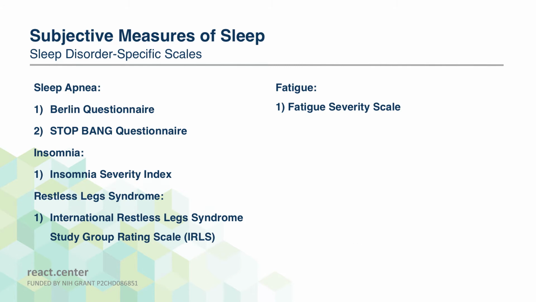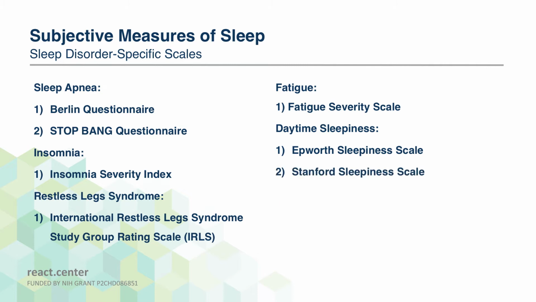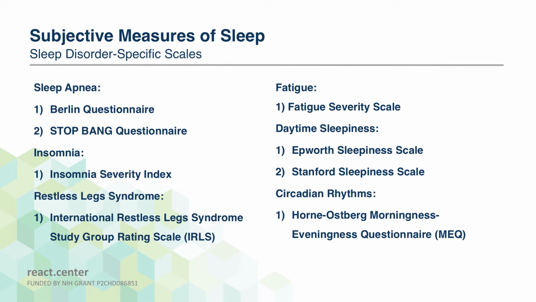There are also several questionnaires to evaluate daytime sleepiness. For example, very commonly used is the Epworth Sleepiness Scale, which evaluates a participant's likelihood of falling asleep in 8 different situations. There's also the Stanford Sleepiness Scale, which is a single item question where a participant rates their sleepiness right at that very moment. There are questionnaires to evaluate circadian rhythms, and one of these is the Morningness Eveningness Questionnaire, and another is the Basic Language Morningness Questionnaire, or BALM.